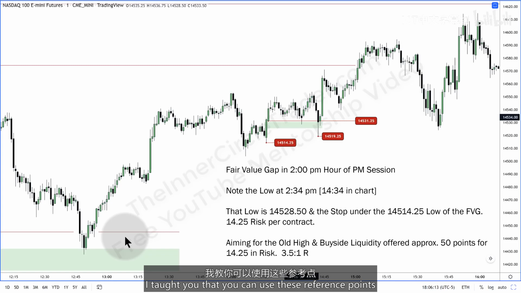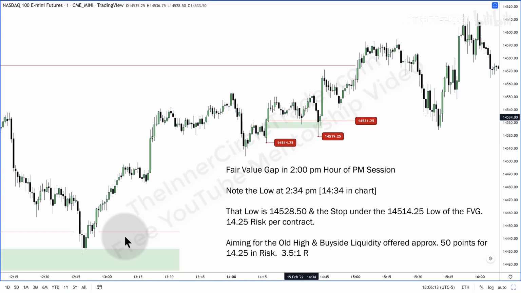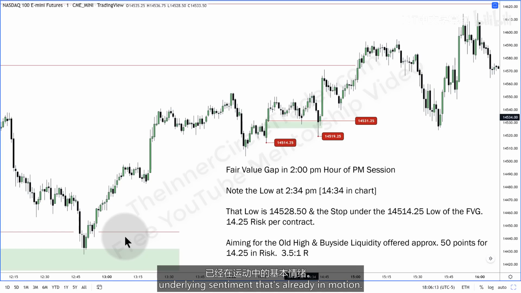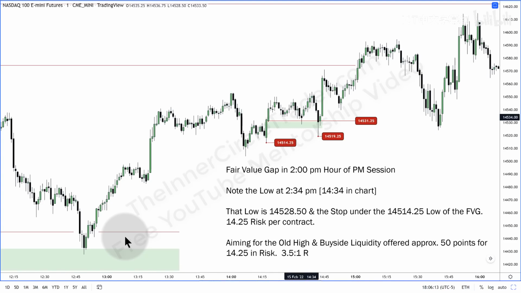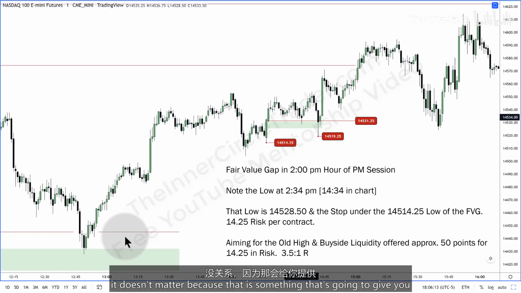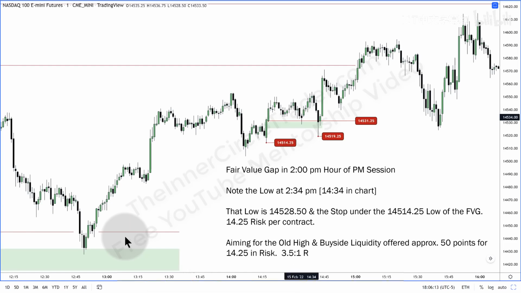I taught you that you can use these reference points with the underlying sentiment that's already in motion. If you didn't trade overnight and take that big run, I didn't get any of that run. I didn't do anything with that. If you missed that, it doesn't matter because that is something that's going to give you more insight. And it tells you when to avoid the morning session.